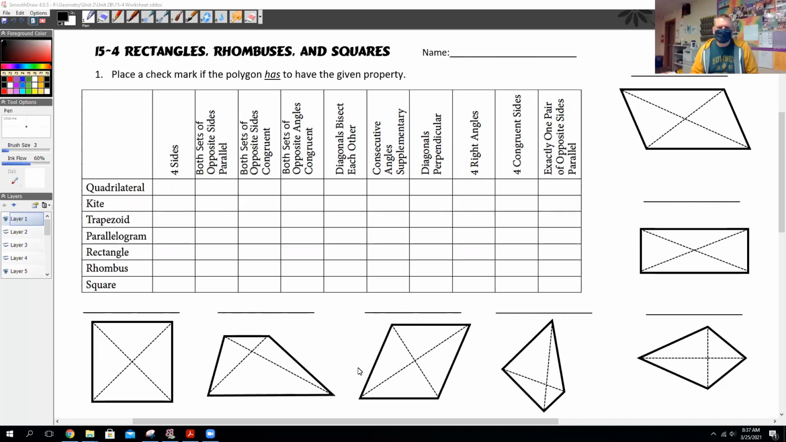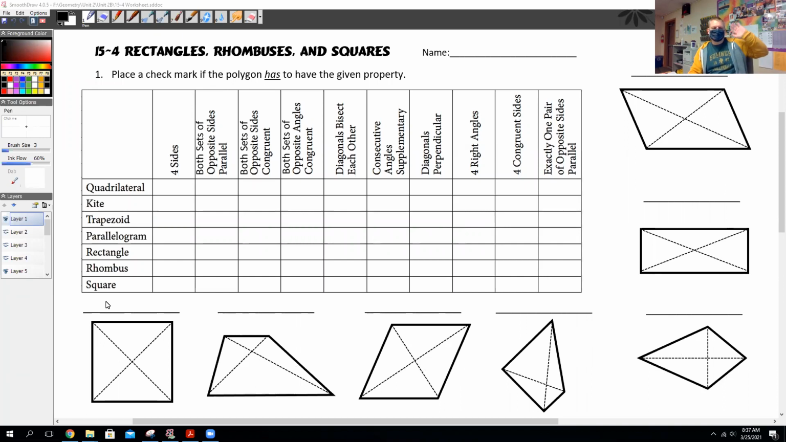Okay, so here we are, 15.4, rectangles, rhombuses, and squares. Okay, so here's our plan. What we're going to do first is we're going to go through and look at all of these 7 figures and figure out what each one is.